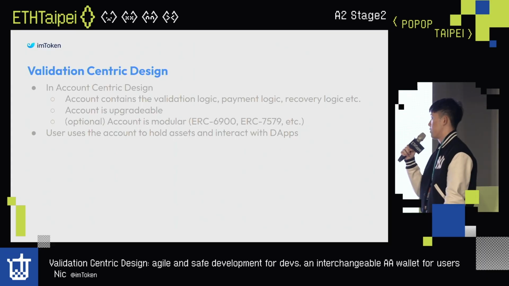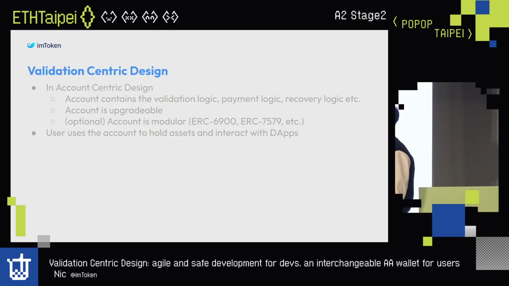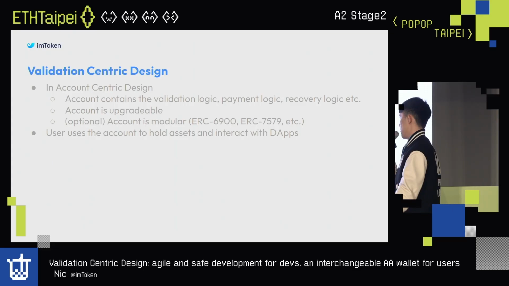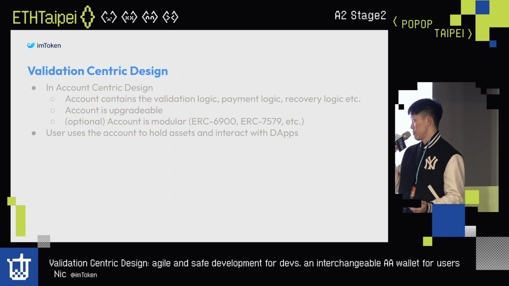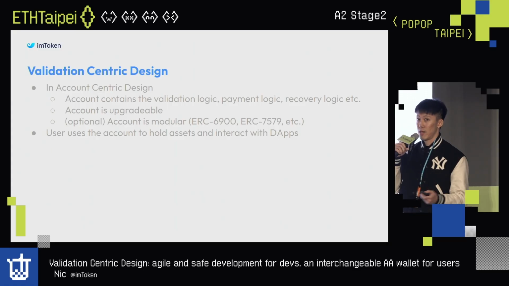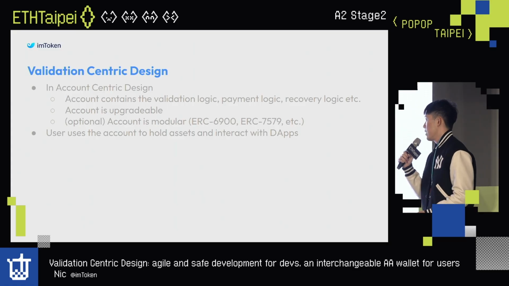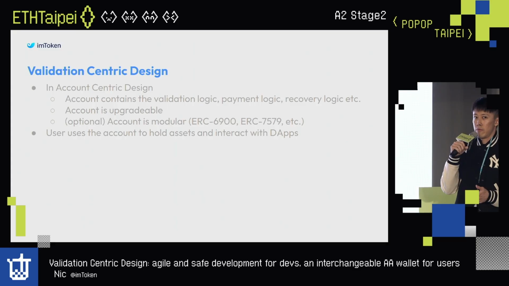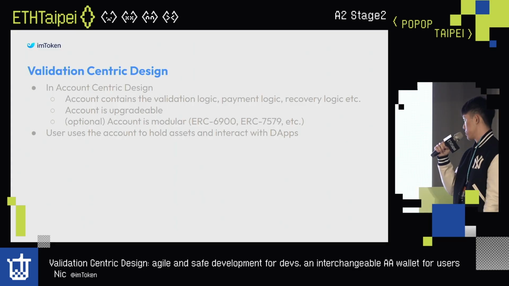So quick recap of account-centric design. In an account-centric design, the account contains complex logic: validation, payment, recovery, and it's going to be upgradable. And optionally, it could be modular, ERC 6900, 7579. And this is also the same account that users use to hold the assets and interact with the dApps.